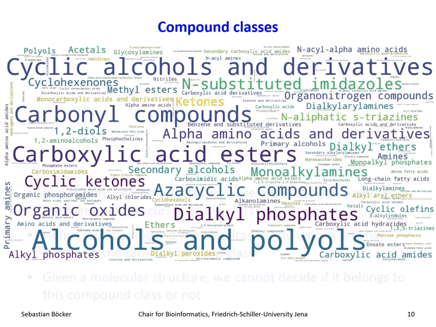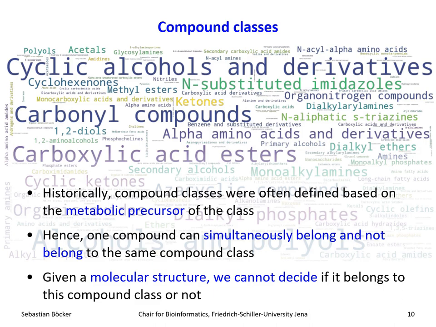An unfortunate thing there is that historically these compound classes were often defined based on metabolic precursors. So this compound was made from this precursor, so it belongs to this class. And this meant that the same compound and also the same structure might simultaneously be part of the class and not be part of the class. Both things at the same time, depending on which organism you're looking at. But you can definitely not see the organism or the biological potential of an organism if all you have is a few spectra. So this is not nice.